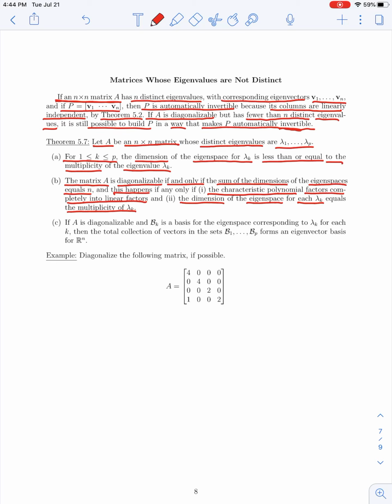And then the third part of this theorem says if A is diagonalizable and B sub k is a basis for the eigenspace corresponding to the eigenvalue lambda k for each value k, then the total collection of vectors in the bases B1 through Bp forms an eigenvector basis for Rn.